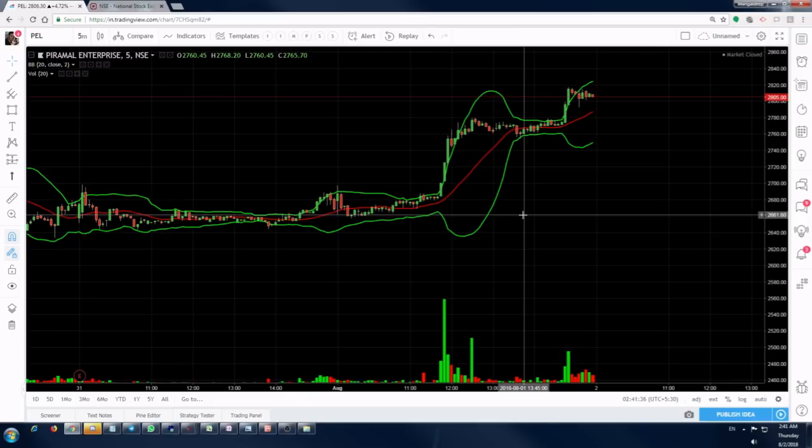Any indicator which works as a strong support and resistance. Let's say, for example, pivot points. You can use pivot points along with Bollinger Bands, and the results should be fantastic. So have these things in mind. This is what I wanted to explain, and I hope I was able to make you understand how to use Bollinger Bands.